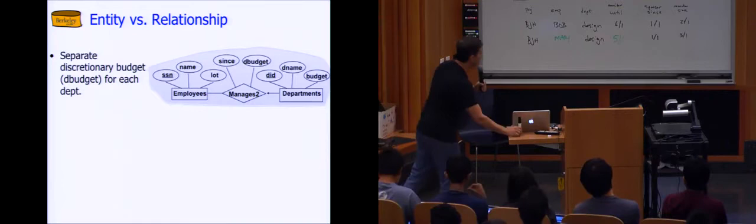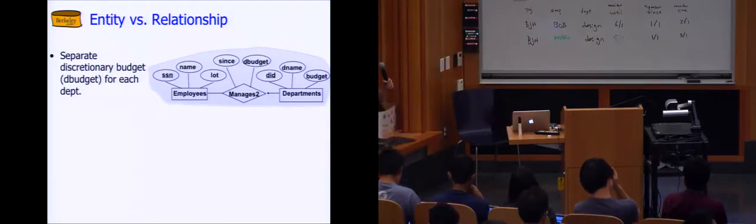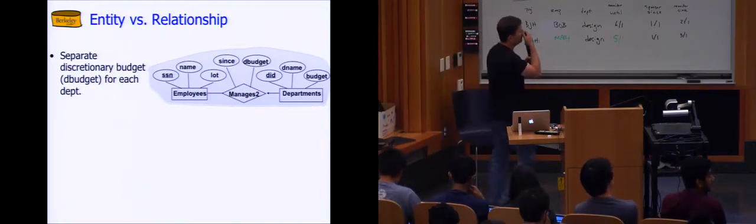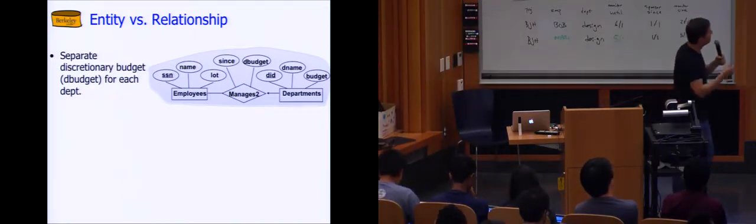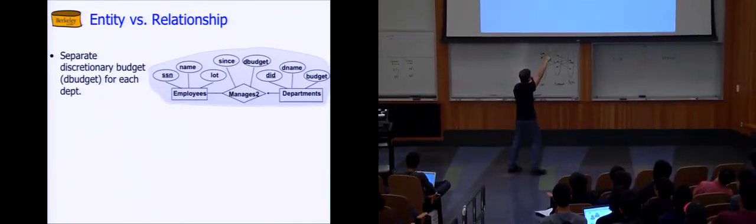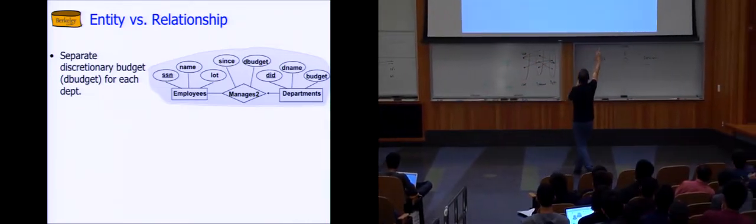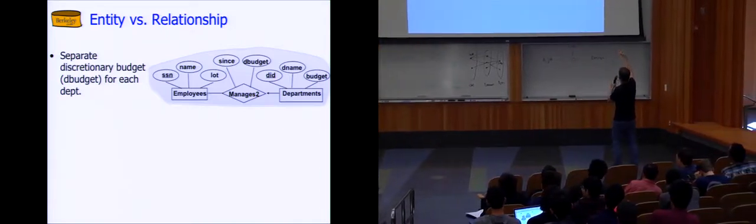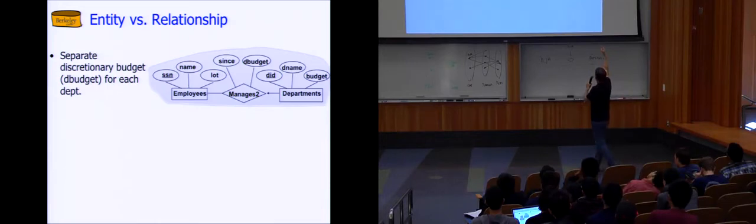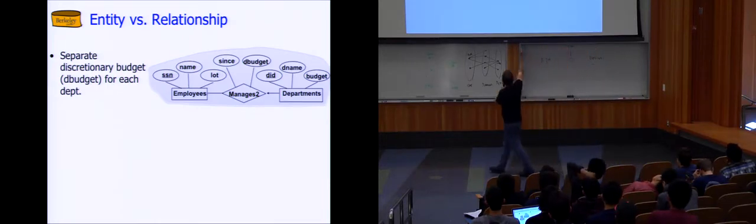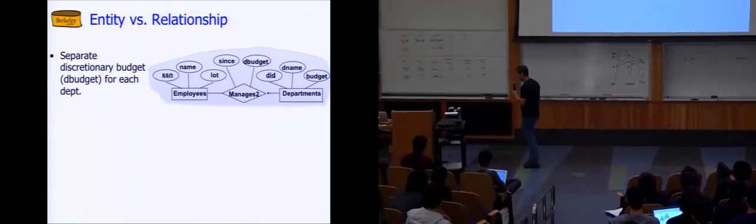I'll pick this up. All right, here's a different situation. We're going to have a separate discretionary budget for every department. All right? Right now, departments have a budget, and the management relation, each department has participation in at most one manages relationship, right? Because there's a key constraint from departments to managers. So there's at most one employee managing the department, and that management relationship is associated with a discretionary budget.